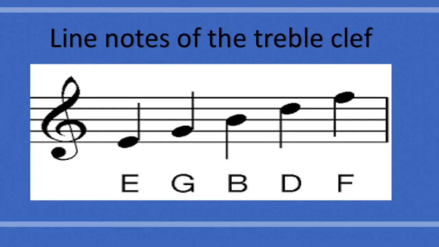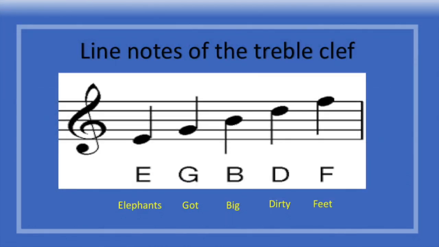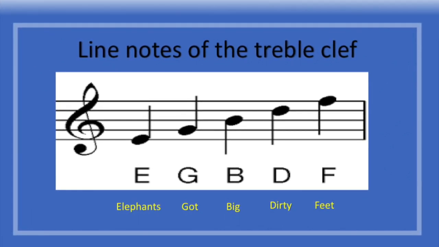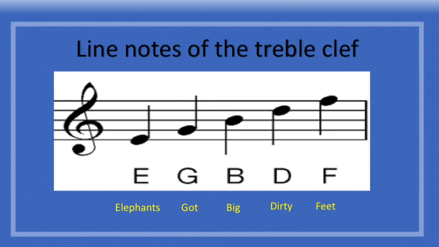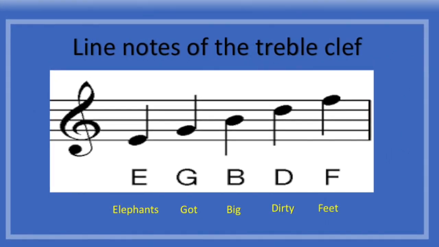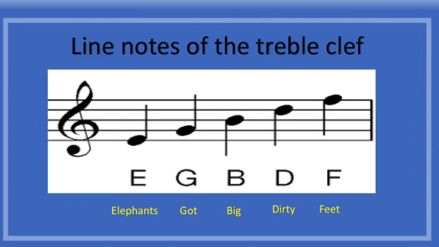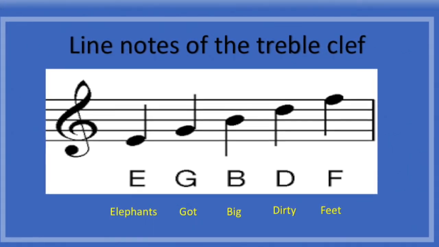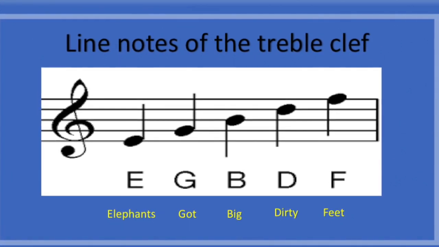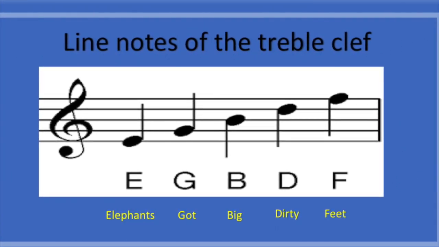A common acronym for the note names for each line is Elephants Got Big Dirty Feet. I know, pretty funny, huh? Elephants, E for elephants, G for got, B for big, D for dirty, and F for feet. The first letter of each word represents the name of each line from bottom line to top line.